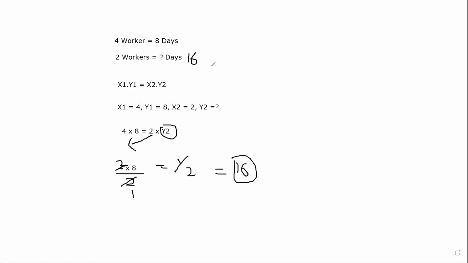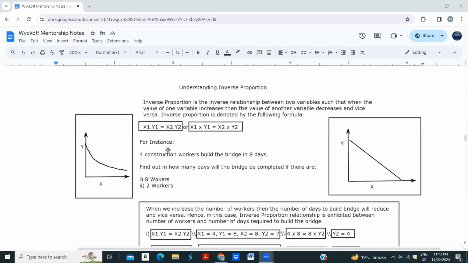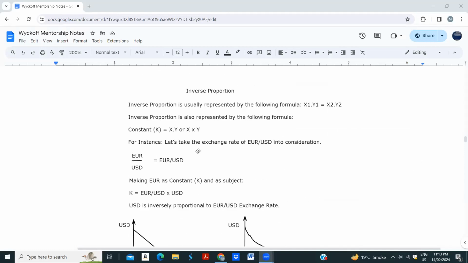Similarly, we can also write down the inverse proportion relationship. There is another formula for inverse proportion, as I showed you earlier. This is the second formula of the inverse relationship: x into y equals x into y. So the constant k is equal to x into y. This is the inverse proportion formula.